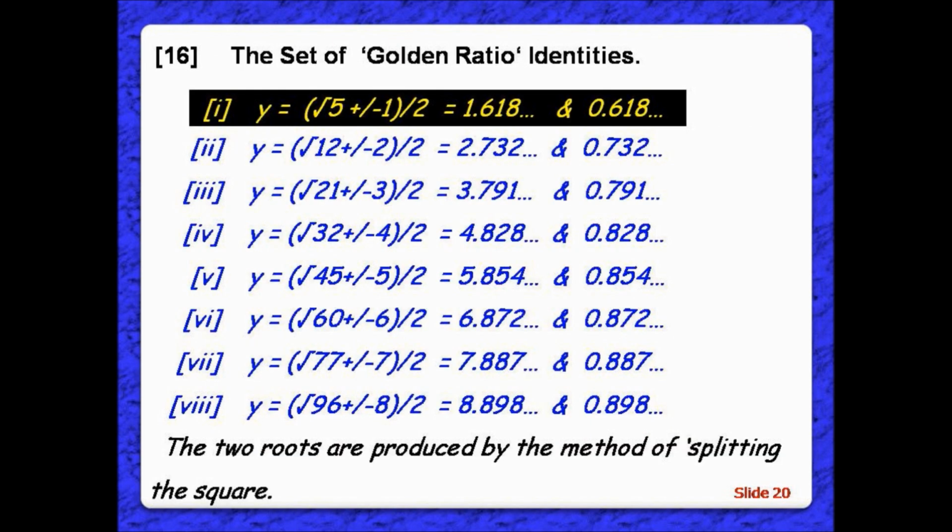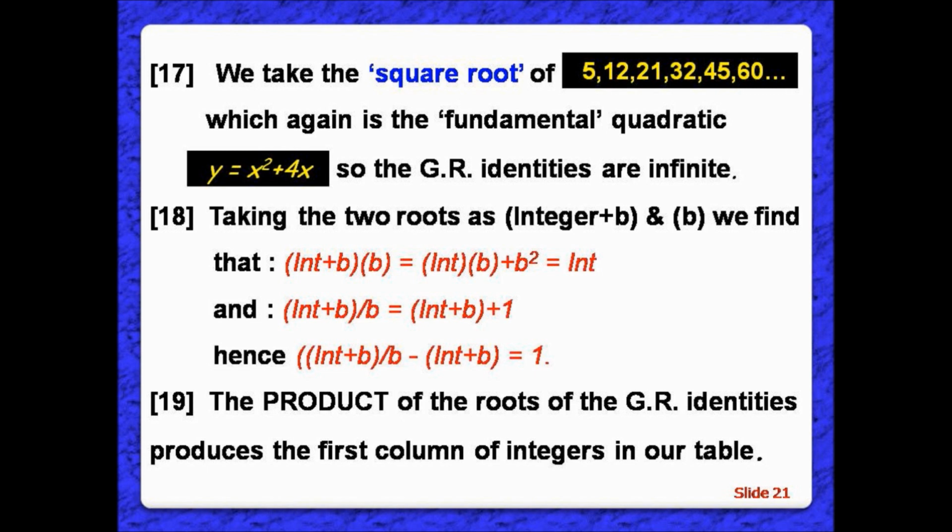Behold the set of golden ratio identities starting with the golden ratio. The two roots are produced by the method of splitting the square. We take the square root of 5, 12, 21, 32, 45, 60, which again is the fundamental quadratic y equals x squared plus 4x, so the golden ratio identities are infinite.